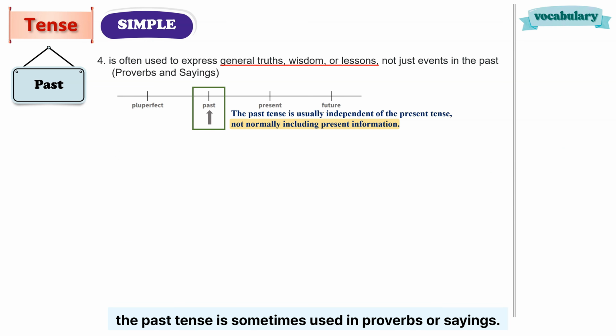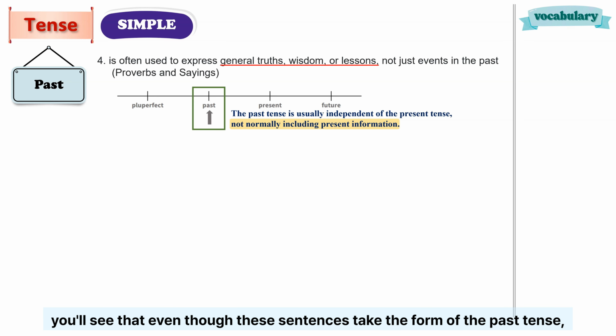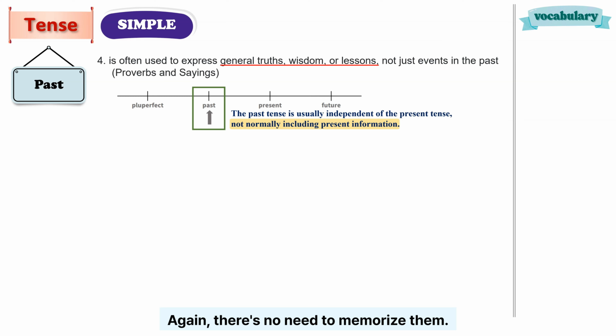Although it's not very common, the past tense is sometimes used in proverbs or sayings. However, if you think carefully, you'll see that even though these sentences take the form of the past tense, the universal lessons they convey actually belong to the present. Again, there's no need to memorize them.